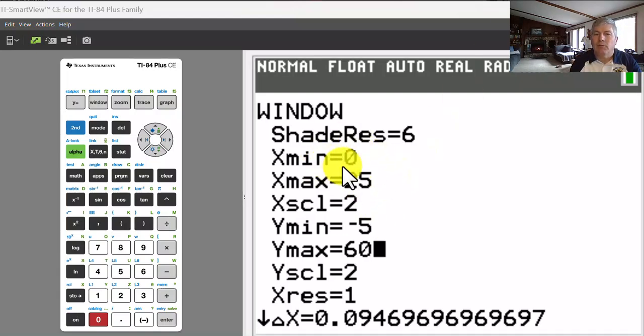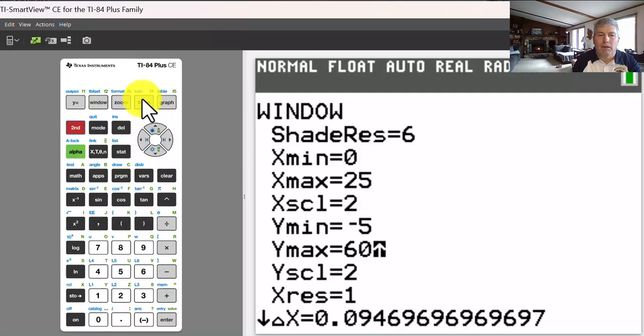I need to reset my window. I'm going to have my x's go from 0 to 25 because I need x's less than 18, so I got to get out to at least 25. I'm going to count by 2's. My y min, I'm going to do negative 5 because I want to see that x-axis, and I'm going to have my y max go up as high as 60. I do a little math here. If I put 18 in for x, I'm going to be up in the 40s and 50s for these y values and these linear equations. So I'm going to go to a y max of 60.